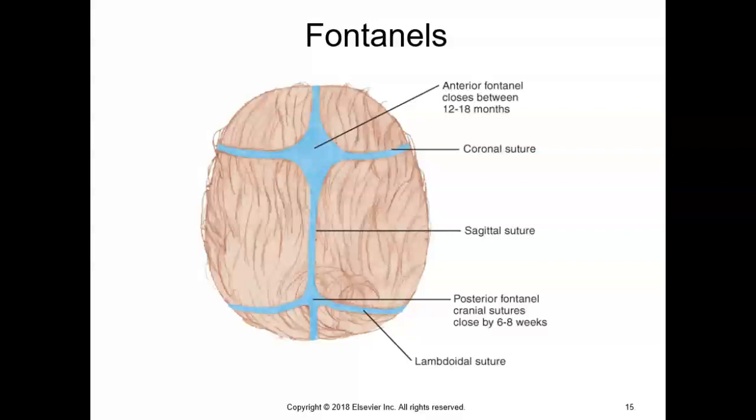A sunken fontanelle is associated with dehydration, whereas a bulging fontanelle is associated with increased intracranial pressure. A bulging fontanelle is normally seen when a child or an infant cries, coughs, or vomits. Inability to palpate the anterior fontanelle may be an indicator of premature closure.